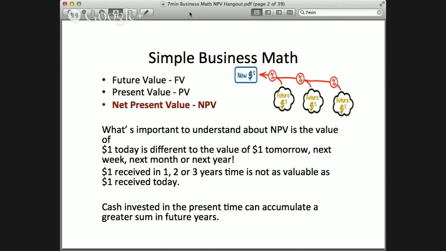What's important to understand here about net present value is that the value of $1 today is very different to the value of $1 tomorrow, next week, next month, next year. $1 received in 1, 2, or 3 years' time is not as valuable as it is in current day. So cash invested in the present time can accumulate a greater sum in the future years if you do your research and you use your formulas to look at your net present value, future value, and cash flows.